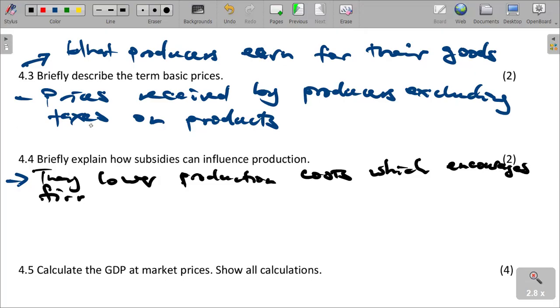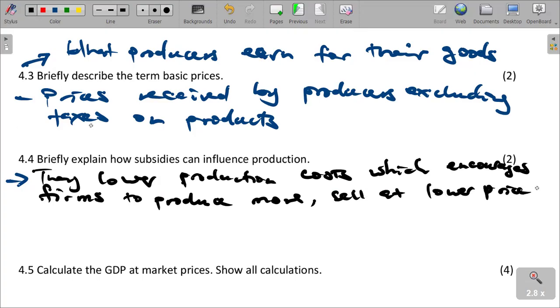It encourages firms to produce more goods. Firms can produce more, they can sell at lower prices, and at the same time, they can also employ more workers.